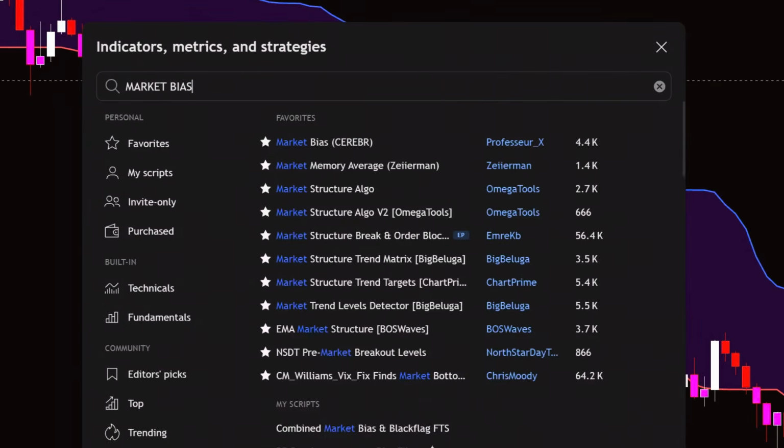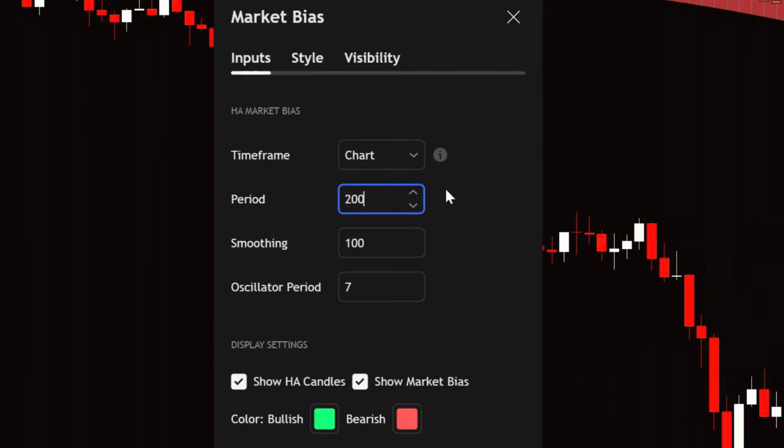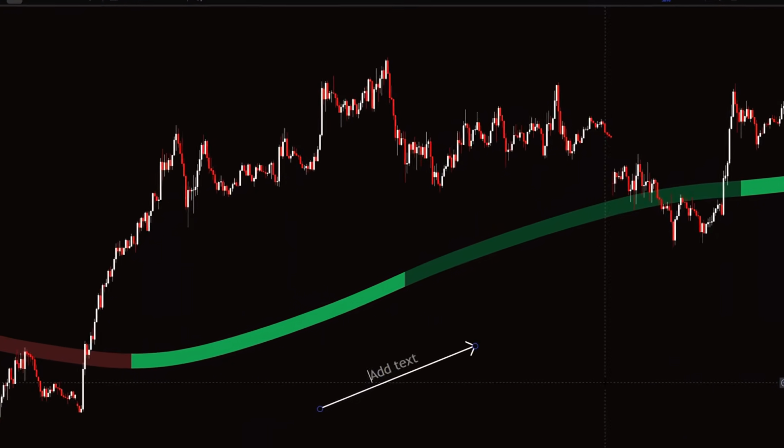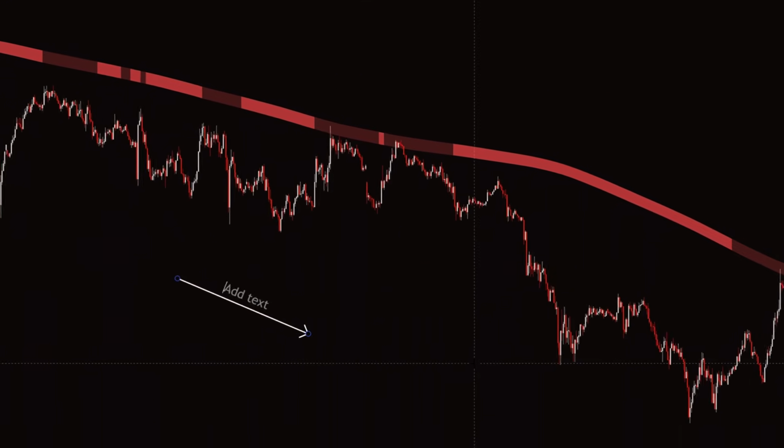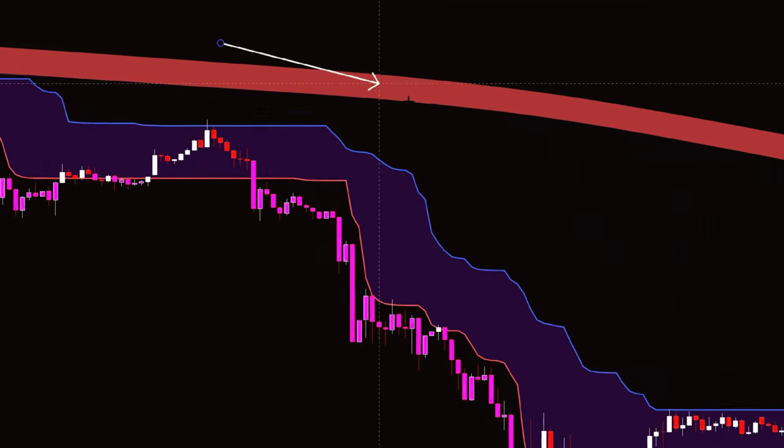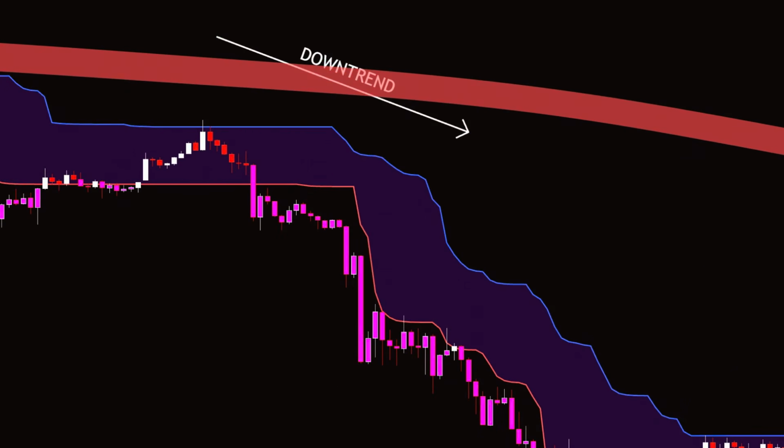Now bring in the market bias. Period 200, smoothing 200, oscillator period 27. Green ribbon with price above it, you're bullish. Red ribbon with price below it, you're bearish. So if price is under the red market bias, but is still stuck inside that flat zone, you wait. There's no real momentum yet.